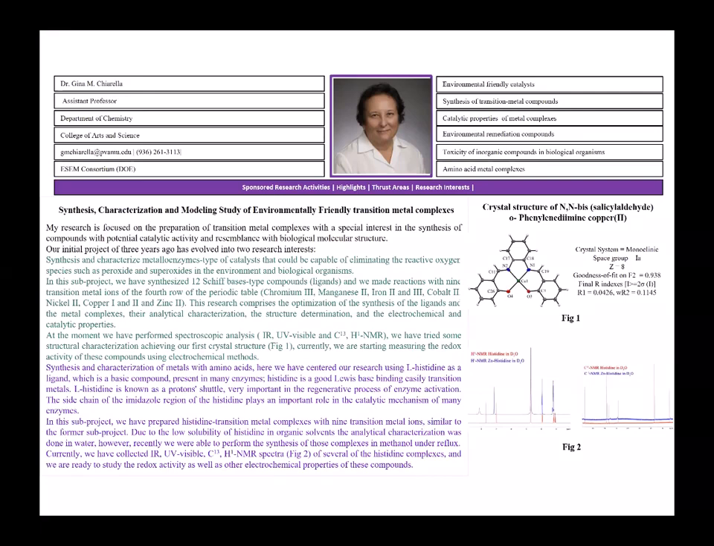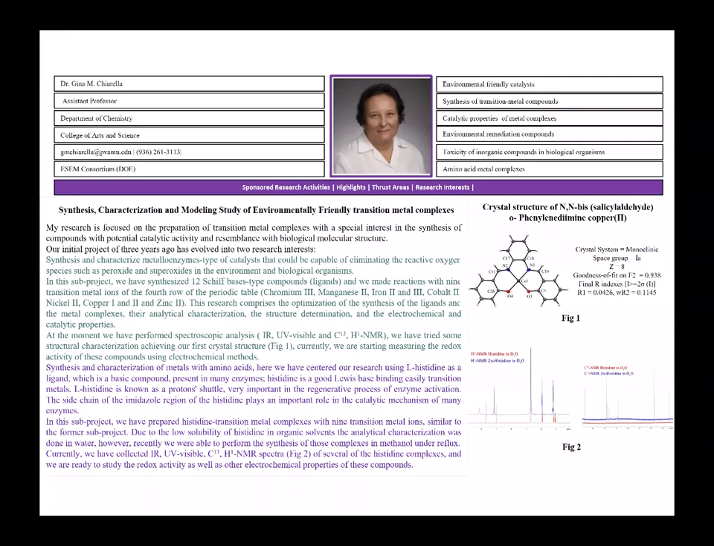I started this project 3 years ago, exploring diverse organic compounds as possible ligands, and also investigating ligands that were already in use but whose properties as potential catalysts or luminescence properties hadn't been explored at that time. My research evolved into two main lines. First, we have the synthesis and characterization of these metalloenzyme-type compounds that could potentially behave as catalysts.